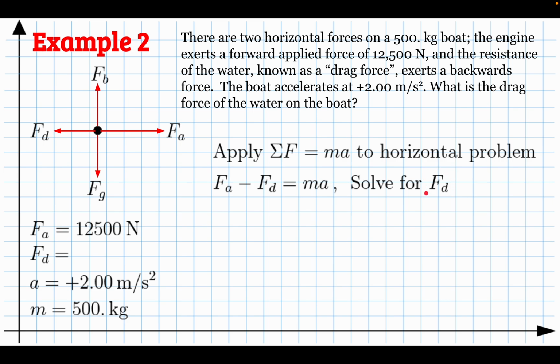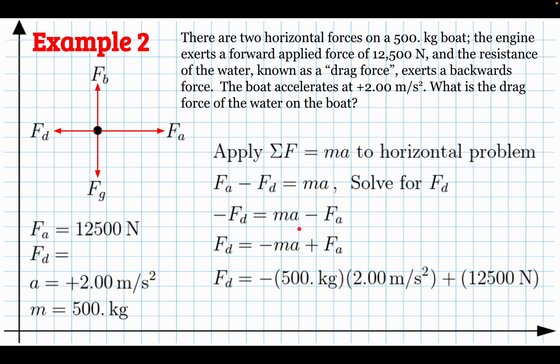Okay? So to get F of D by itself, I'm going to subtract F of A from both sides. That looks like this when I subtract F of A from both sides. Now, I don't want negative F of D, I want F of D. So I'm going to multiply both sides by -1. If I multiply this by -1, it becomes F of D. If I multiply this by -1, it becomes minus MA. And I multiply this by -1, it becomes positive FA. So there is my algebraic solution.